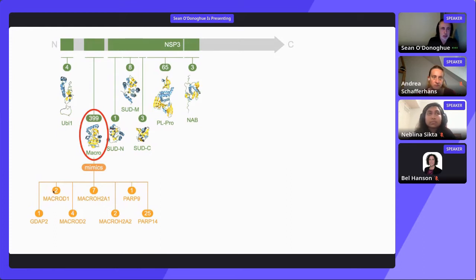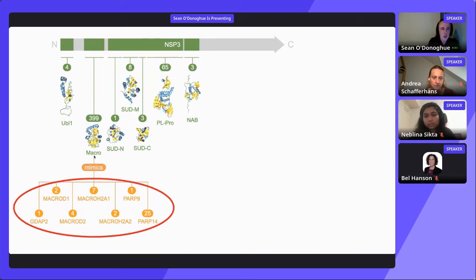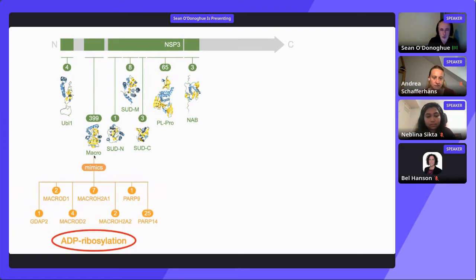And what this is saying is that this portion of the NSP3, the macrodomain, actually mimics these human proteins. That's to say, it has a sequence similarity that is detectable by the alignment methods that Andrea just outlined. And these proteins all share a common set of functions related to a particular post-translational modification called ADP ribosylation.